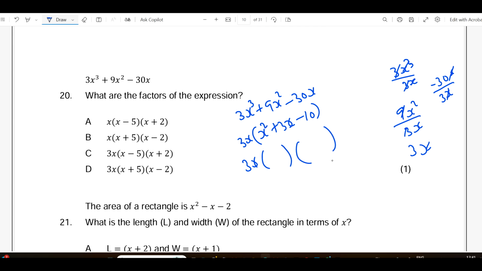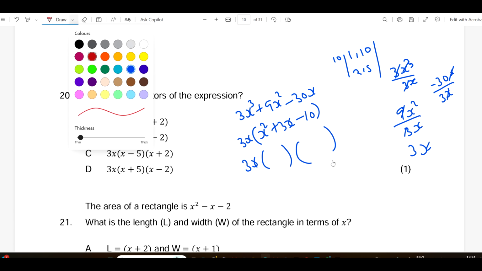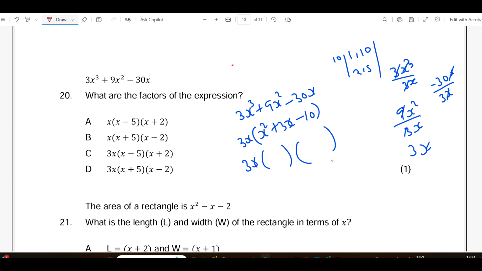Factors of 10, I have 1 and 10, 2 and 5. I need to look for two numbers, a combination of numbers. When I add or subtract them, they must give me 3.